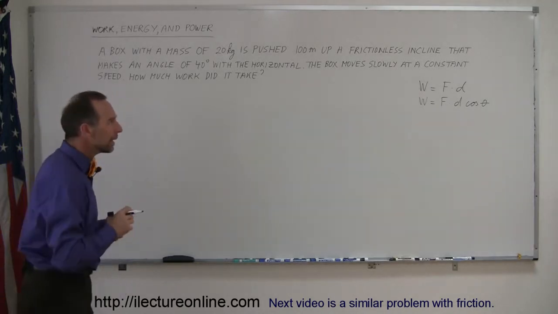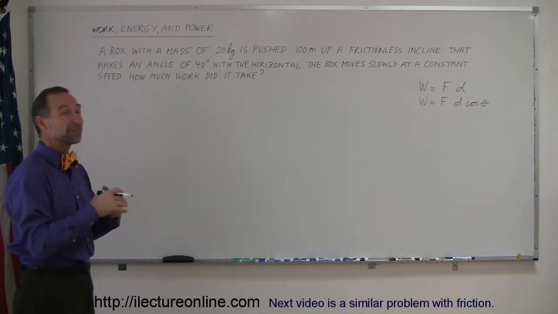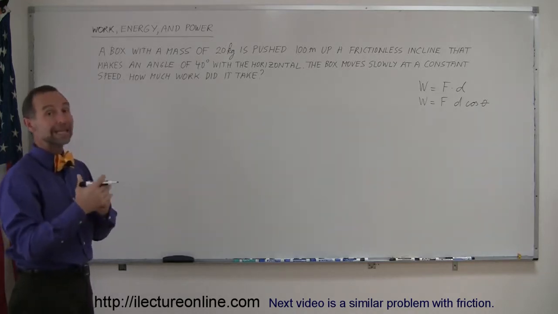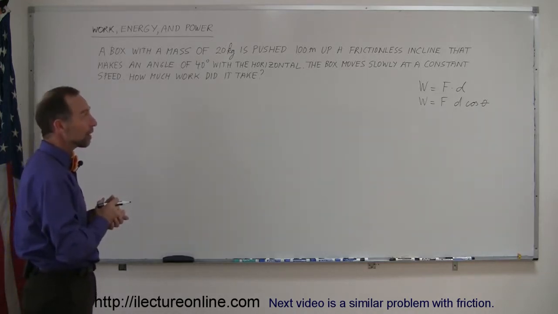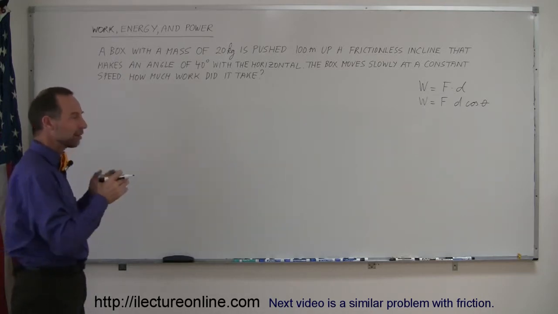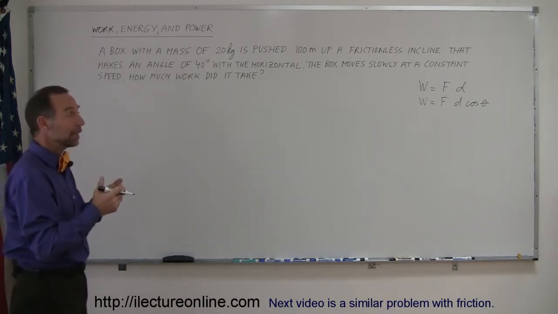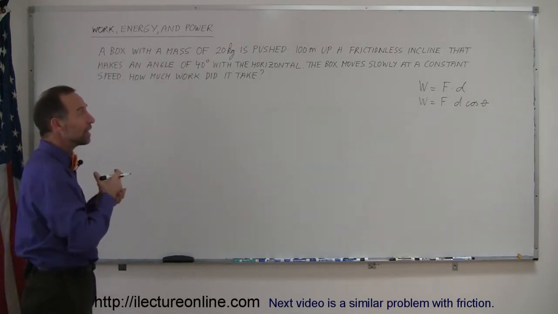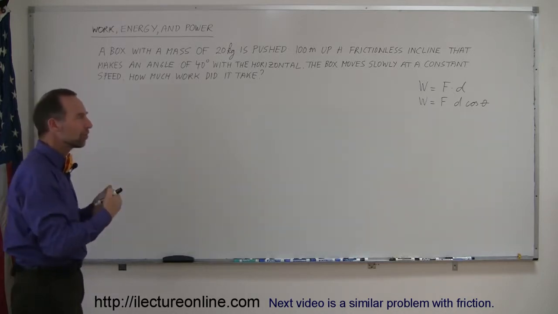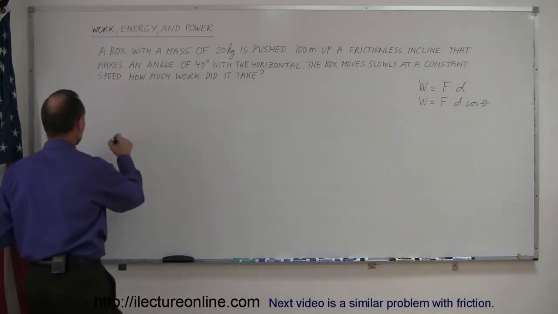If it says that the box moves slowly at a constant speed, that means it's not speeding up. That means no energy is put into making it go faster, so no kinetic energy is gained. And the box moving slowly at a constant speed also means that there's no net force, that the force used to push the box up the incline counteracts equally the weight of the box directed down the incline, so that there's a matching of forces there. So let's make a drawing so you can see how that looks.